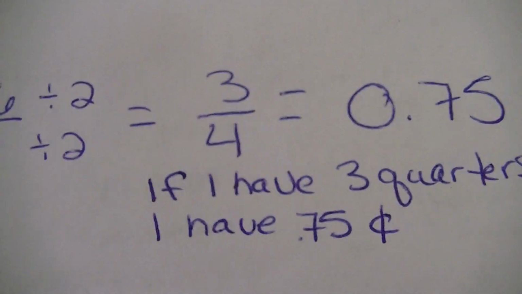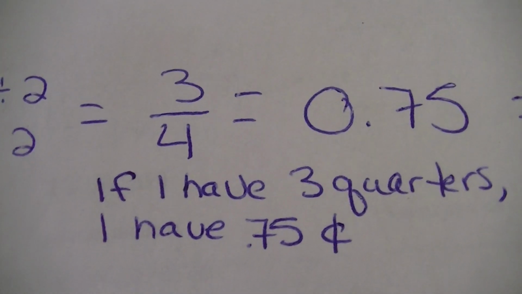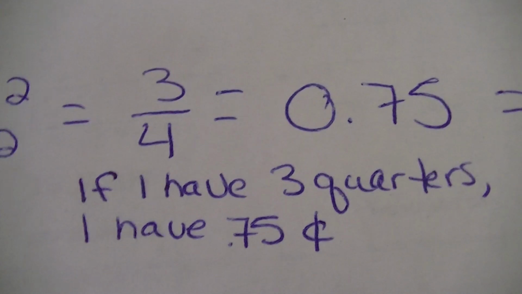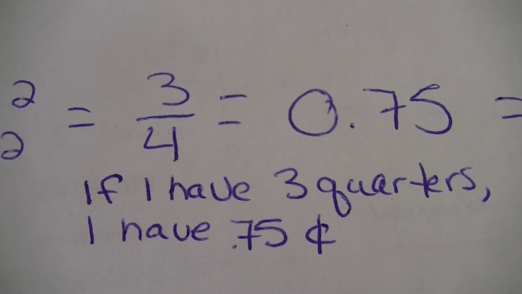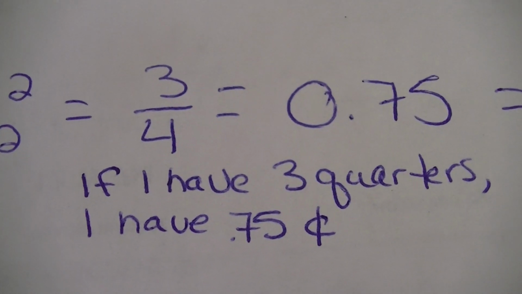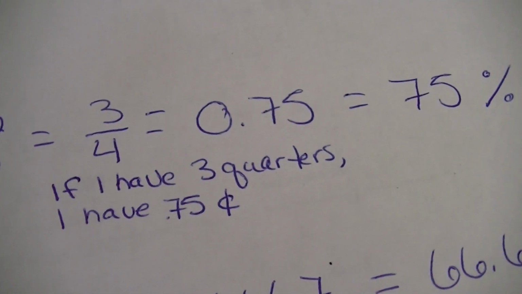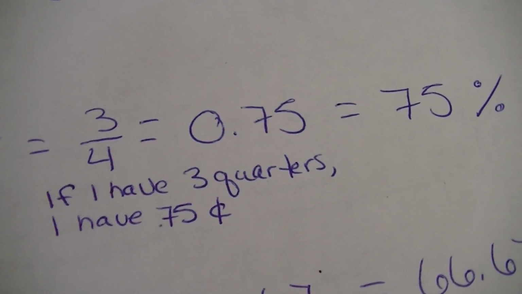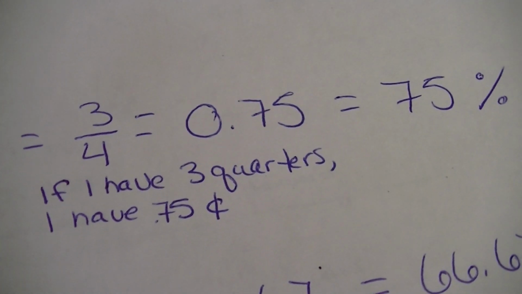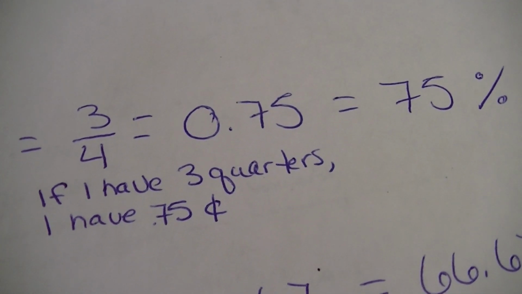Now I got a little note here and it says if I have 3/4, I have 75 cents, right? 3 divided by 4 in our calculator gives us 0.75. And if I have 75 cents, I'm going to move that decimal 2 places to make it 75% if I want to use it as a percentage, right?